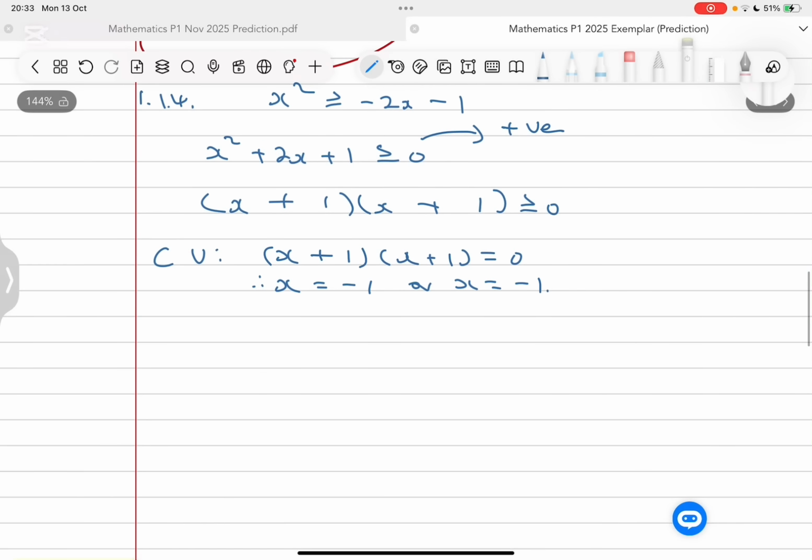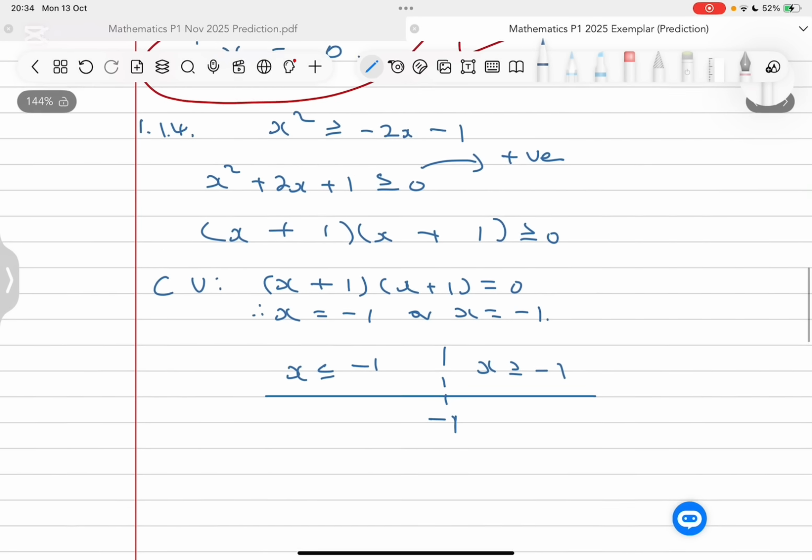Now I'm going to use these critical values to construct intervals. So I'm going to have an interval here of -1. Remember, I have the same roots, or the same critical values, so they will both be mapped there. Then I now have two intervals. One interval where x is less than or equal to -1, and the other one where x is greater than or equal to -1.